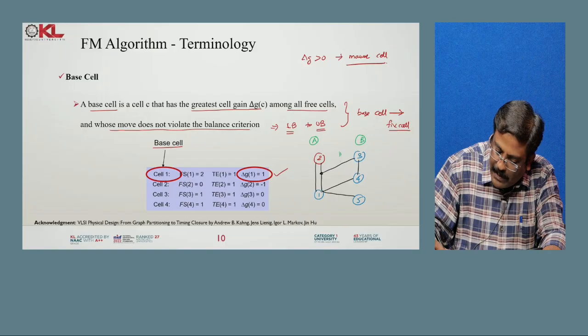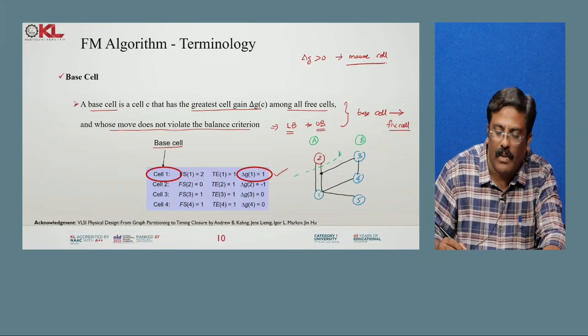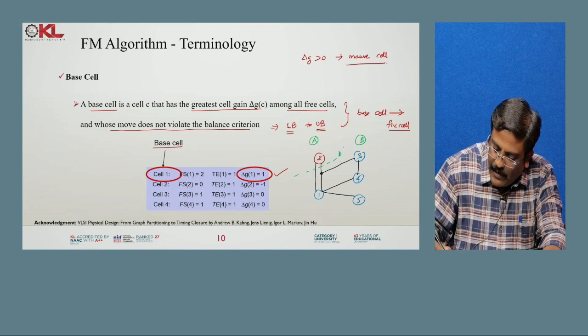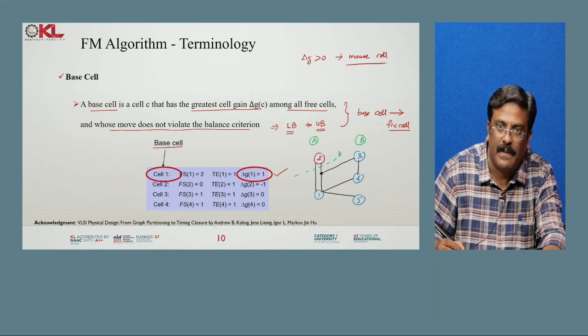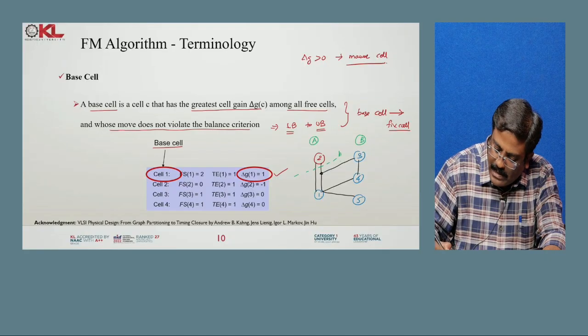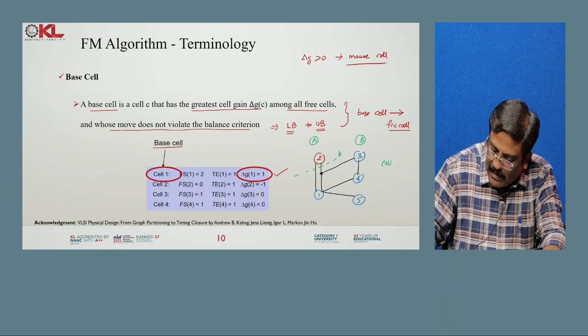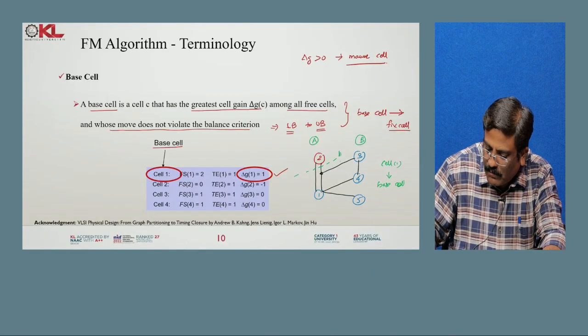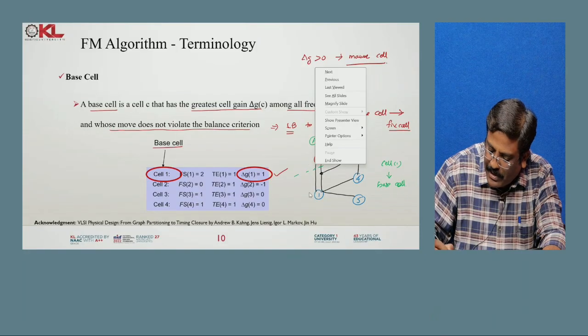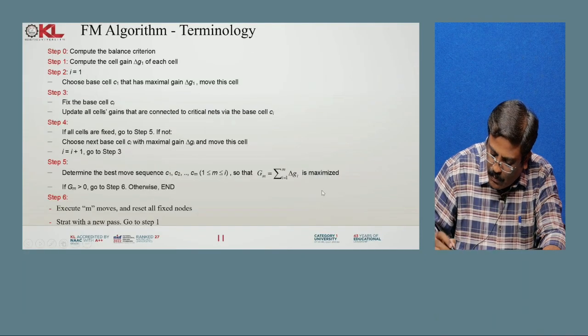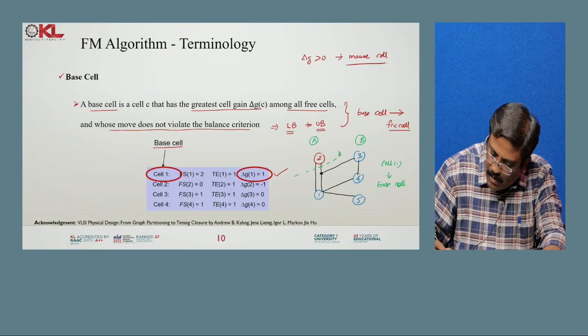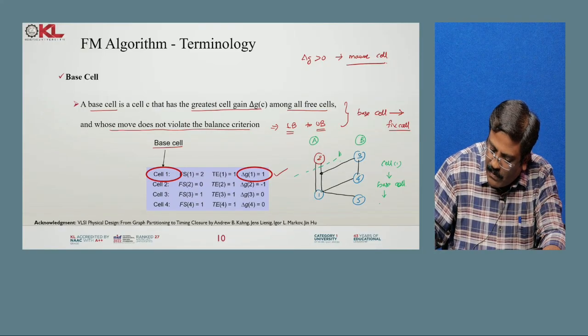So how can the cut line be drawn? The cut line can be drawn like this for the new one. Previously it was a straight line, now it has moved to this one. Now that it has been moved, we can say that cell 1 is now the base cell. It is moved from one partition to another partition. Once the movement is over, we can call this base cell a fixed cell.